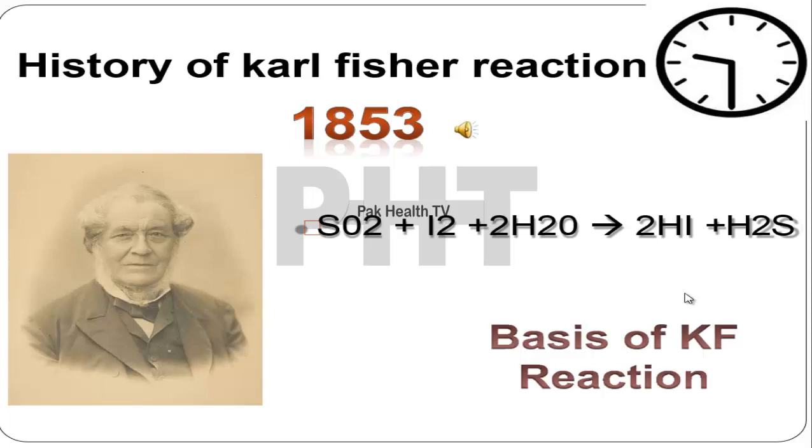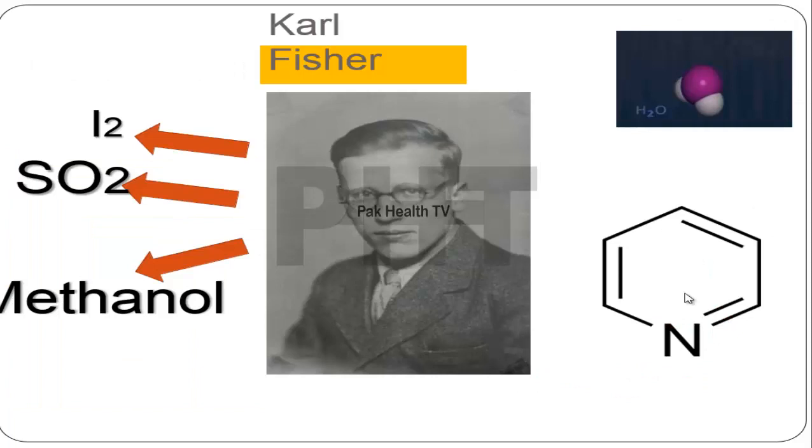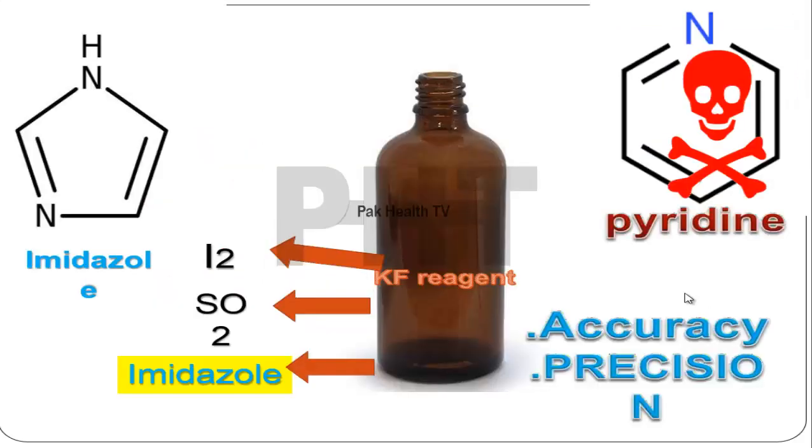The basis of the reaction is this: sulfur dioxide and iodine plus water present in the compound react together and produce hydrogen iodide and sulfuric acid. Karl Fischer used iodine, sulfur dioxide, methanol, pyridine, and water present in the compound for this titration and method development.